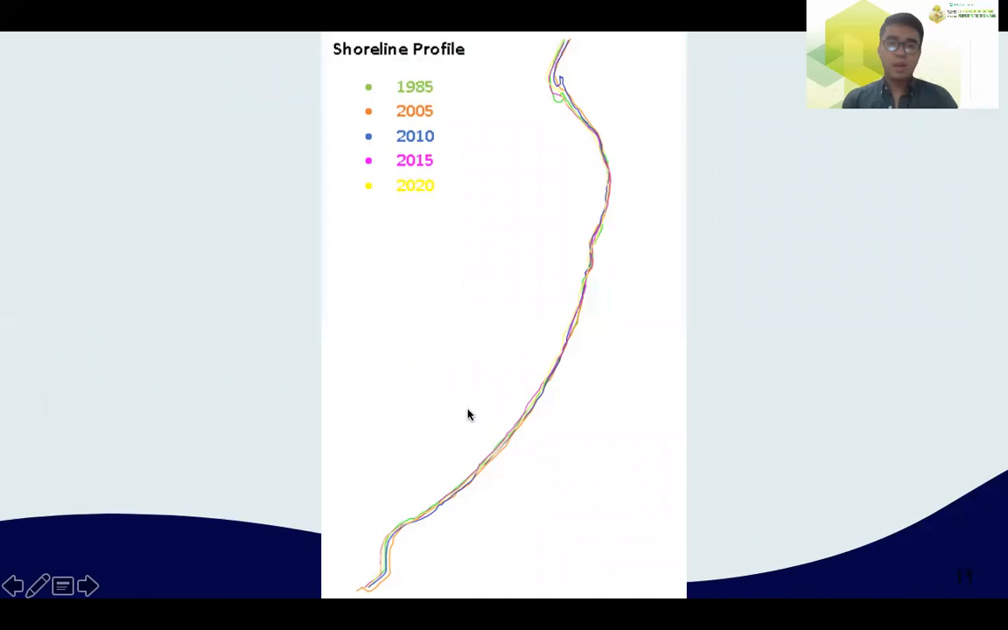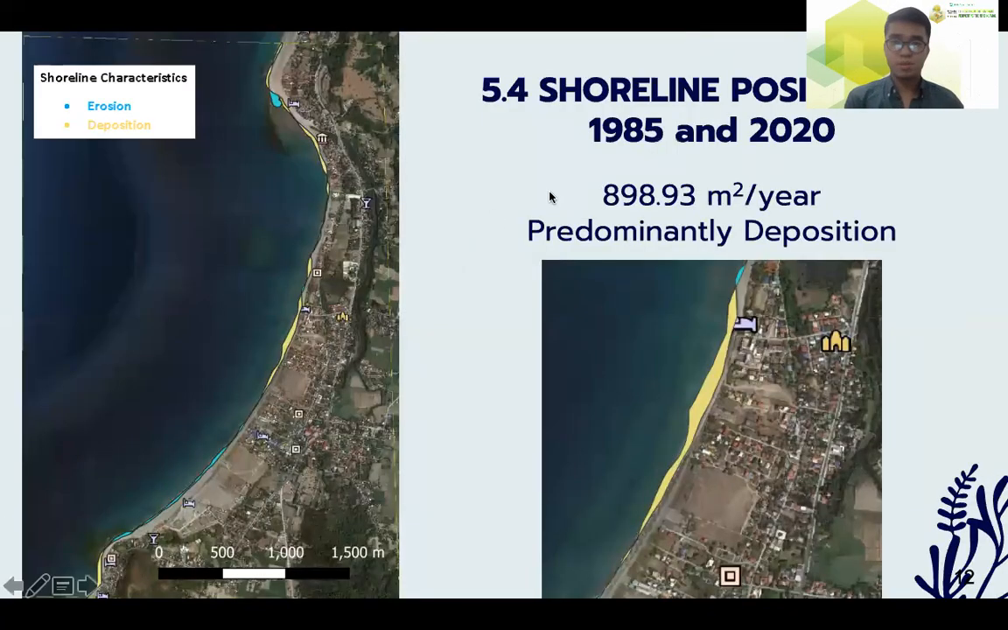Next, as you can see, this is the shoreline profile. We use different maps to obtain this shoreline profile. As you can see, different colors represent the years 1985, 2005, 2010, and 2015. So as you can see, the coastline of San Juan, La Union has moved per different intervals of years.